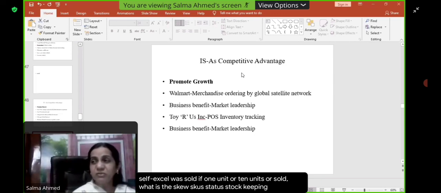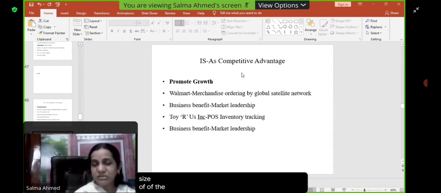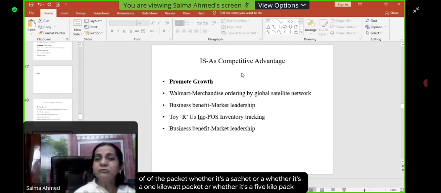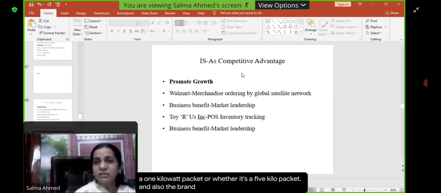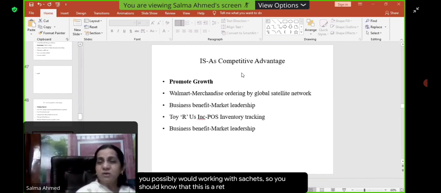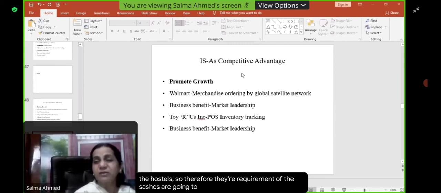A stock keeping unit means the size of the packet, whether it's a sachet, or a 1 kilo packet, or a 5 kilo packet, and also the brand and the price. So it is important. Like in a hostel, you would not be buying a 5 kilo packet. You would possibly be working with sachets. So you should know that this is a retailer which is supplying to the hostels. Therefore, their requirement of sachets is going to be higher than the requirement of a 5 kg pack. But when a family makes a purchase, they would always go in for a larger pack.